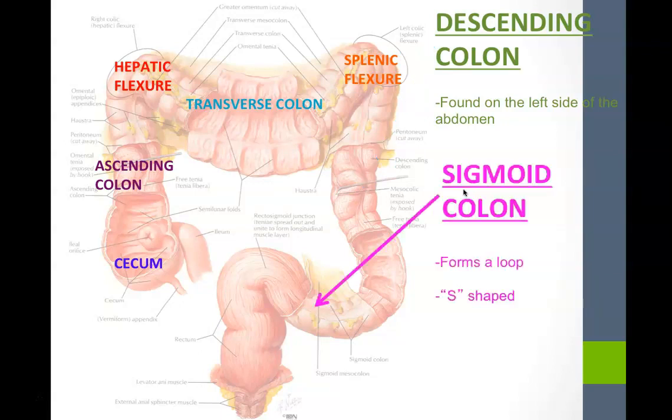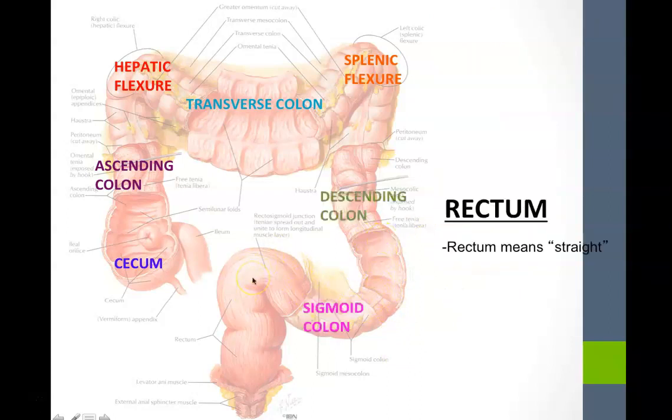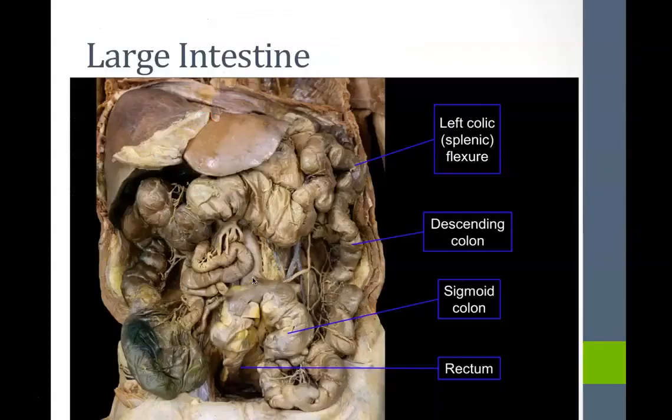It is then going to form a loop, so this is called your sigmoid colon, and I always remember this because the loopiness reminds me of the letter S, so I think sigmoid. And at that point it goes straight down, and we know the word rectus or rectum means straight, so this is nice and easy to remember.